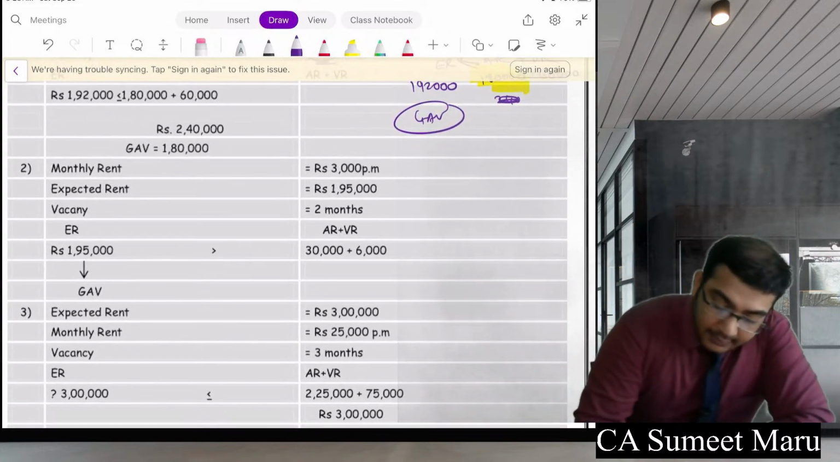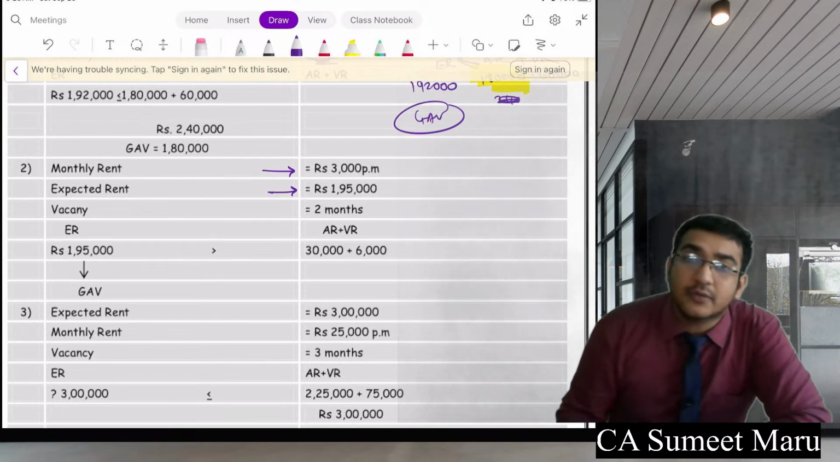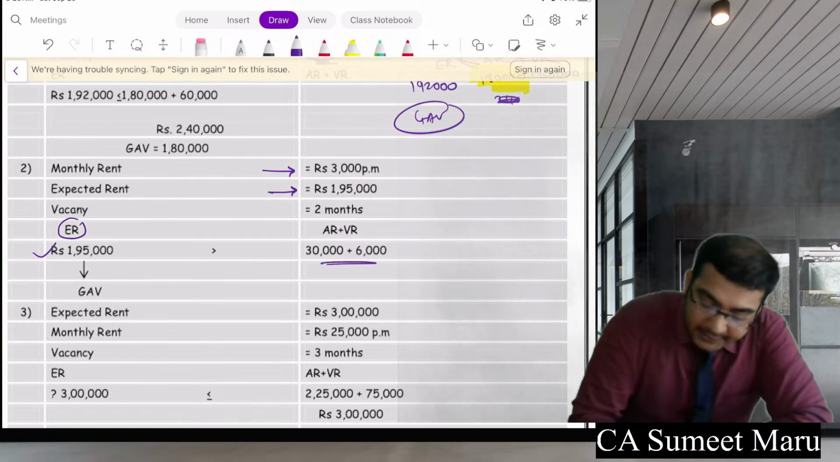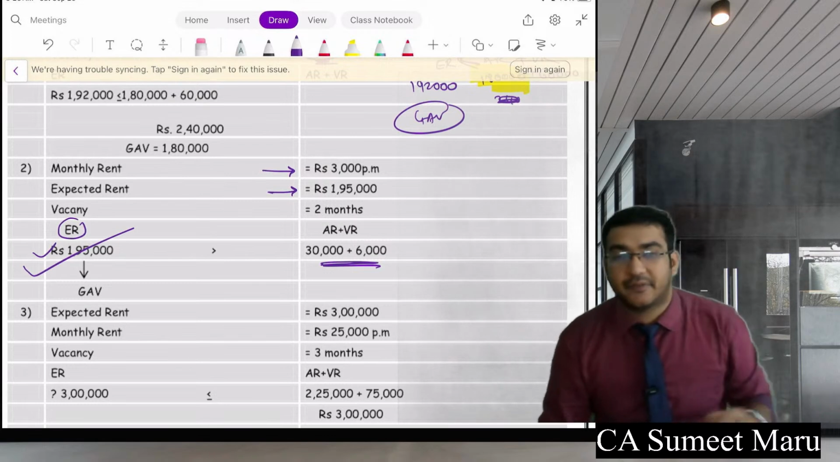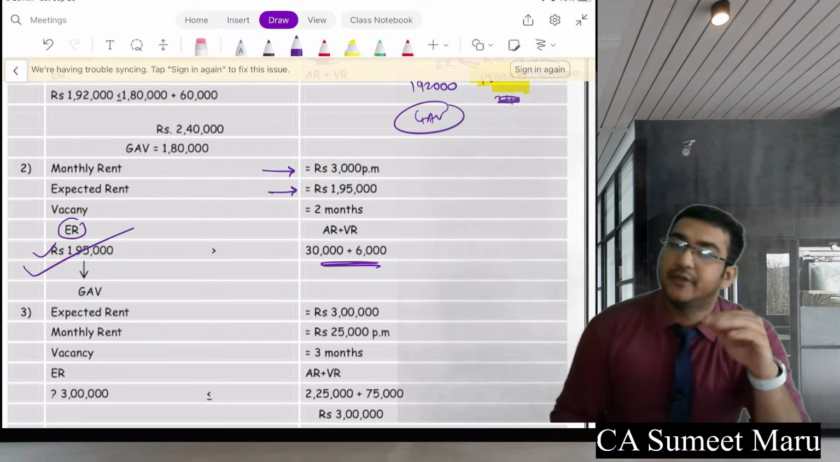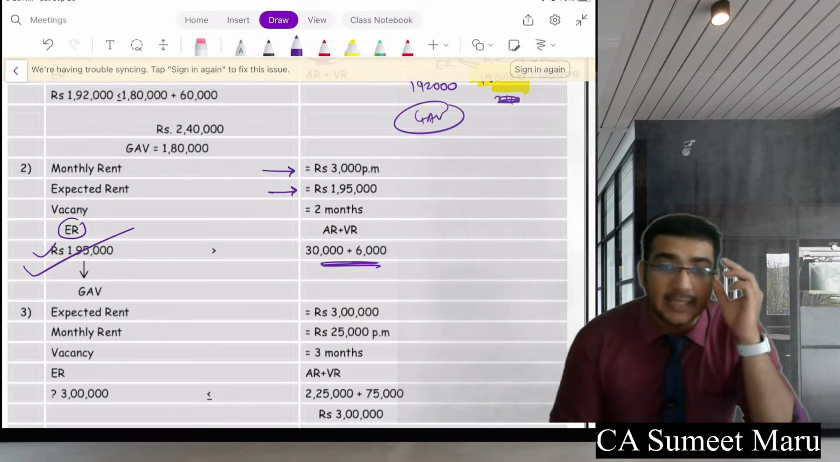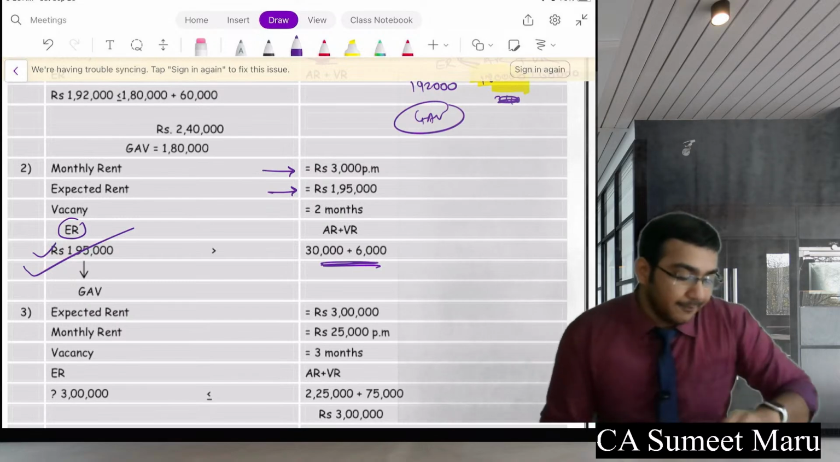Next example, see, monthly rent 3,000, expected rent is 1,95,000. In this case, see, your expected rent is higher than total of these two. So what is your GAV? Your GAV becomes your expected rent itself. So from the GAV, you will subtract municipal taxes paid, will give you NAV, you will subtract 30% and you will subtract interest on borrowed capital. Everyone clear?